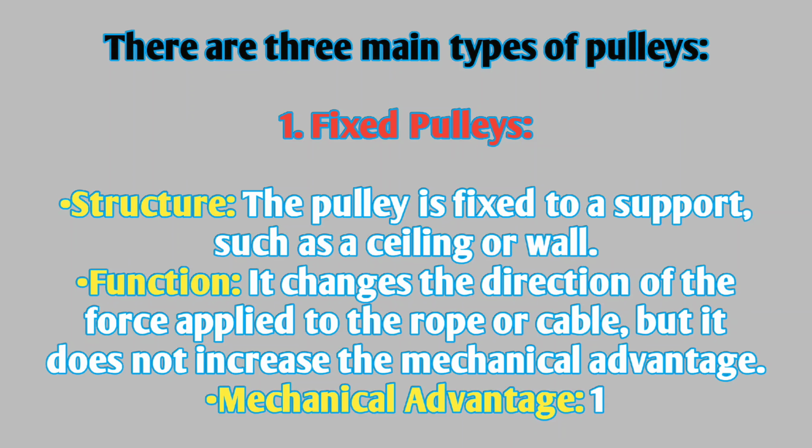There are three main types of pulleys. 1. Fixed pulleys. Structure: the pulley is fixed to a support, such as a ceiling or wall. Function: it changes the direction of the force applied to the rope or cable, but it does not increase the mechanical advantage. Mechanical advantage: 1.